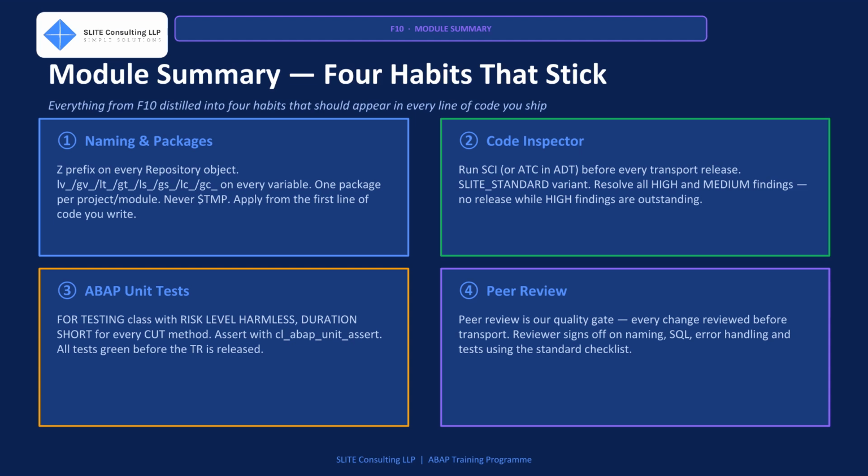4. Peer review. Peer review is our quality gate. Every change reviewed before transport. Reviewer signs off on naming, SQL, error handling, and tests using the standard checklist. That completes module F10, and with it, the SLIGHT foundation track. 10 modules. F01 through F04, language fundamentals. F05 through F07, control flow, internal tables, modularization. F08, OpenSQL and performance. F09, debugging and exceptions, and F10, code quality.